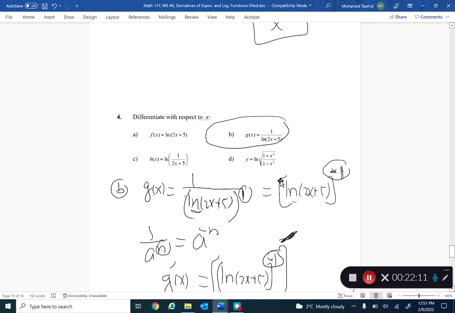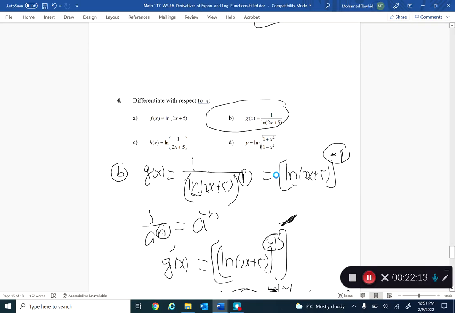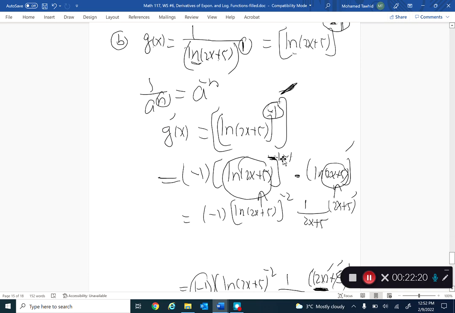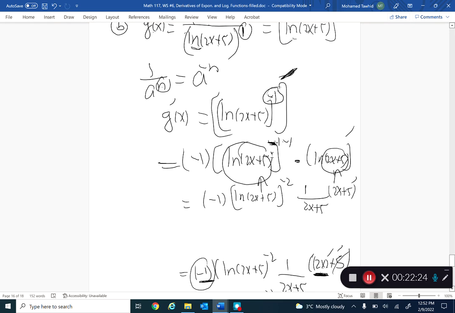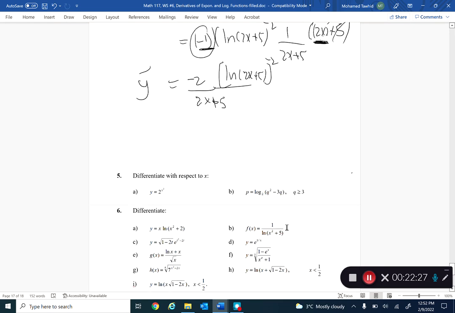So here, if some people ask, can I apply the quotient rule? Yes, you can apply the quotient rule. It would still be absolutely correct. Okay? So now, maybe I solve C and then I solve D, because it's kind of related, right?